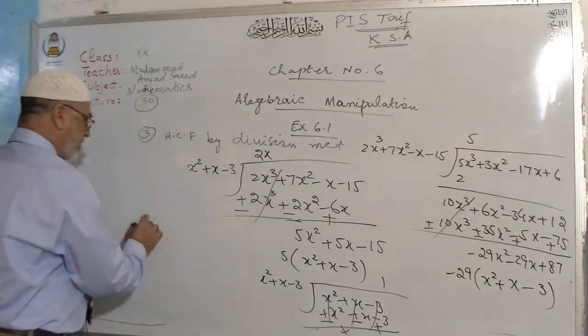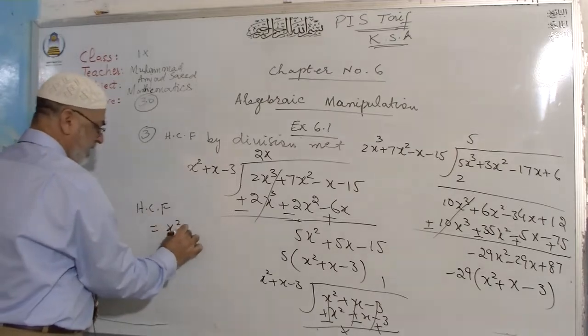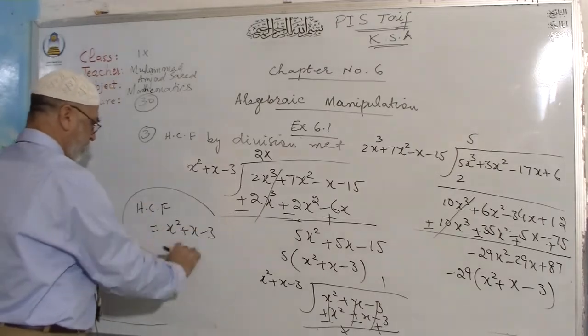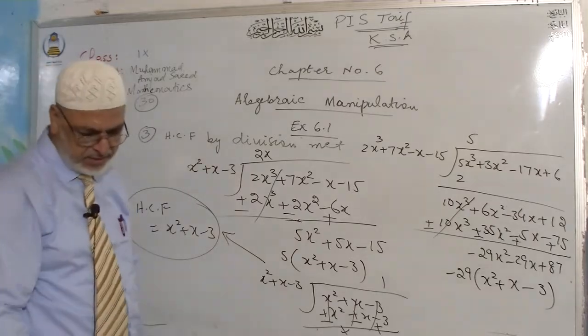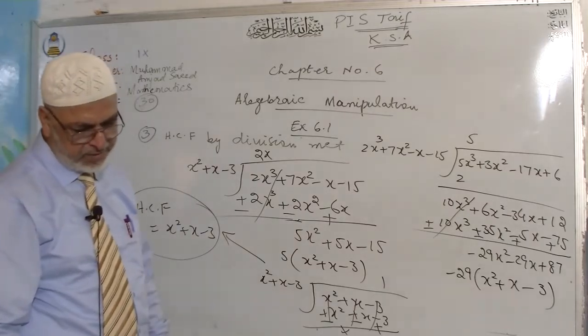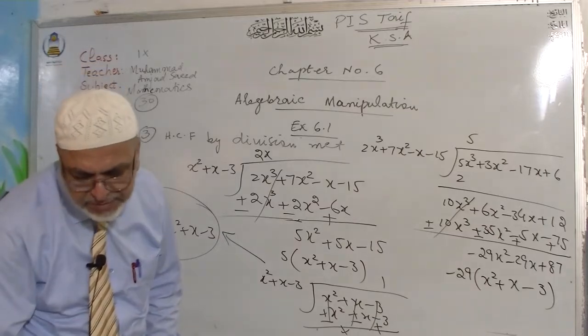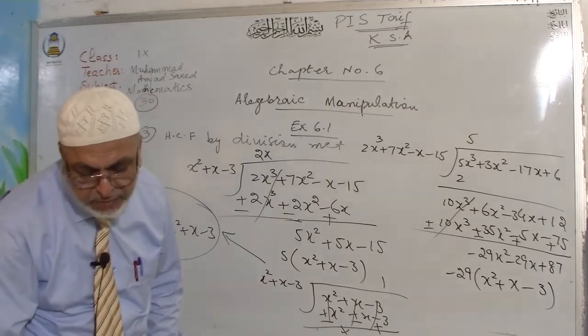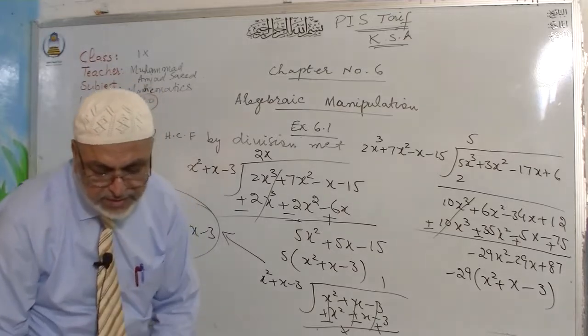So what is your HCF? Last divisor. X square plus x minus 3. That one. This is your answer. I hope that you can do next part. Now we are going to move to question number 4.